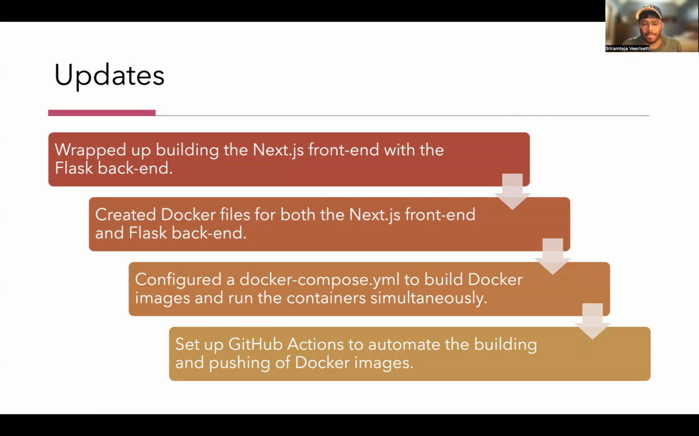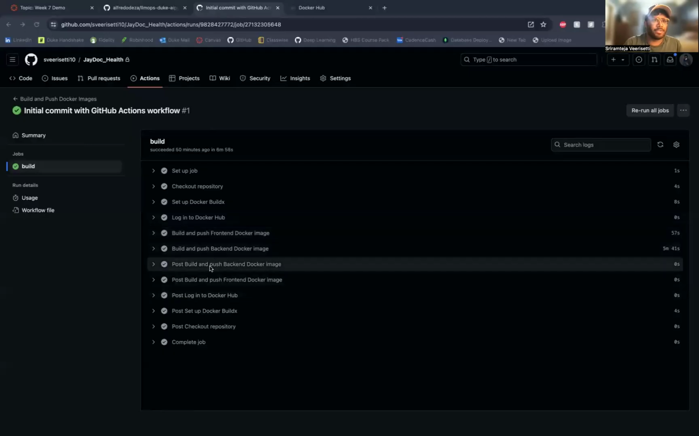And then I also set up GitHub Actions to essentially automate the process of building the Docker images, but also pushing them to Docker Hub. And this is my GitHub repo. And as you can see here, it was built successfully.